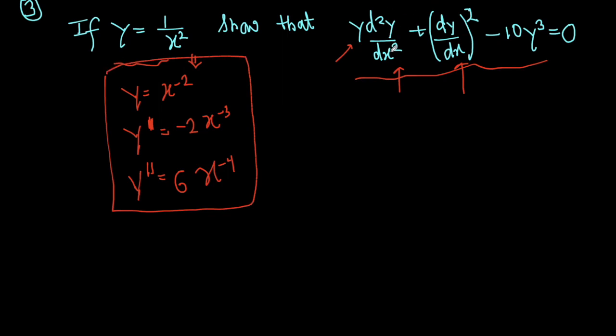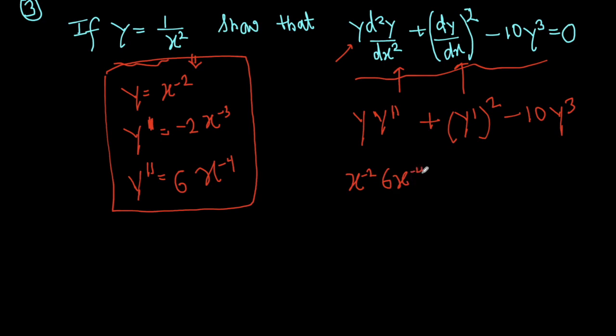Now I will rearrange this: y multiplied by y double dash, plus y dash whole square, minus 10 y cube. You have to find that. If you find this is equal to 0, then you have proved it. So what is y? y is x to the power minus 2. What is y double dash? It is 6 multiplied by x to the power minus 4. Plus y dash whole square, so y dash is minus 2x to the power minus 3, and everything is squared, minus 10 y cube.